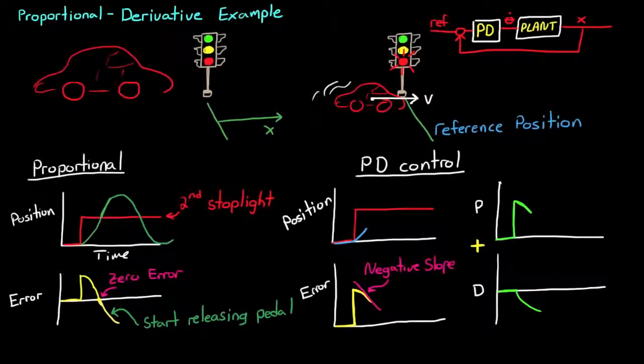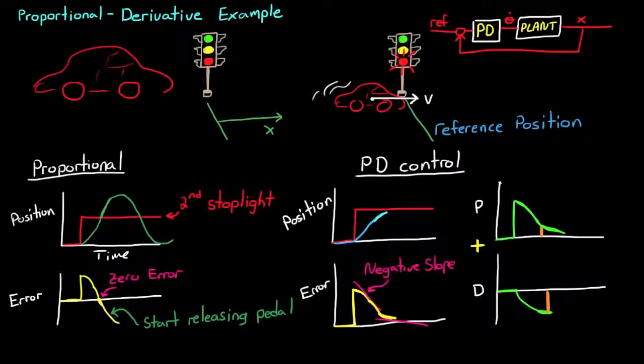Eventually, the error is small enough that the proportional path contributes less than the derivative path, and you start to slow the car down, and this occurs earlier than your reference position. And if you've tuned yourself properly, which loosely means that you know how to drive, then you're going to stop right at that second light.